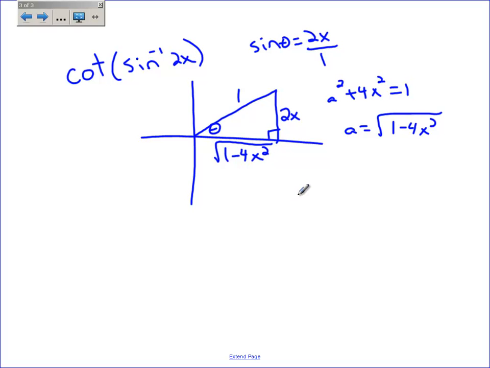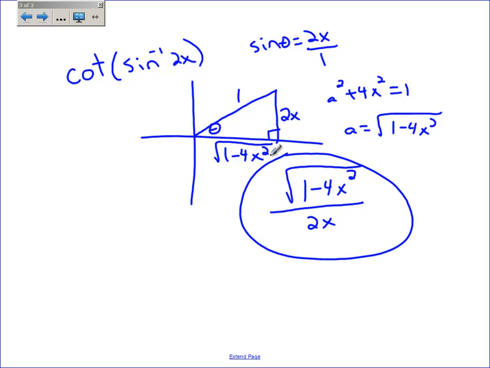Okie dokie. So we can find the cotangent of this angle by doing adjacent over opposite, right? Yes, adjacent over opposite. Instead of opposite over adjacent, it's the opposite of that. So my answer here is adjacent over opposite. How's that look? That looks pretty good.